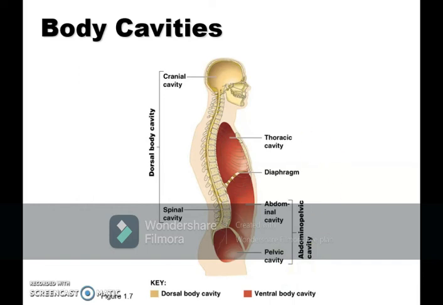How about the dorsal body cavity? The dorsal cavity contains organs lying more posterior in the body. It can be divided into two portions. We have the cranial cavity, which houses the brain, and the lower portion, the vertebral canal, which houses the spinal cord.